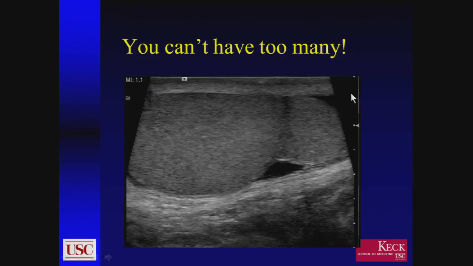So you can't have too many, is the old saying. This was a patient who presented with this unusual mass, and what you can see here is probably a supernumerary testicle. It's actually attached to the primary or the main part of the testicle.